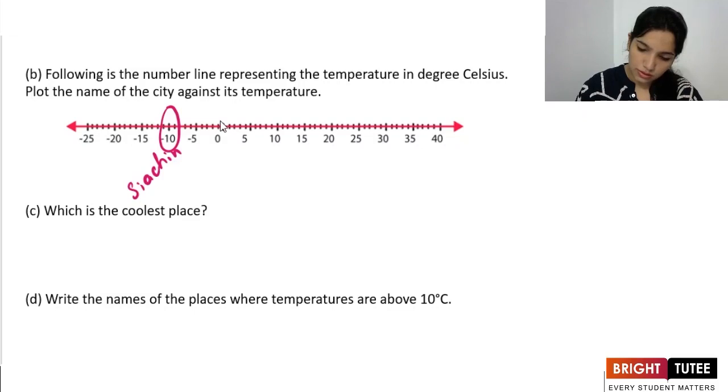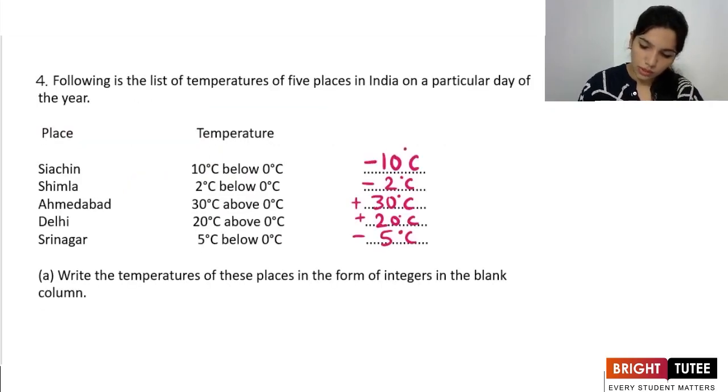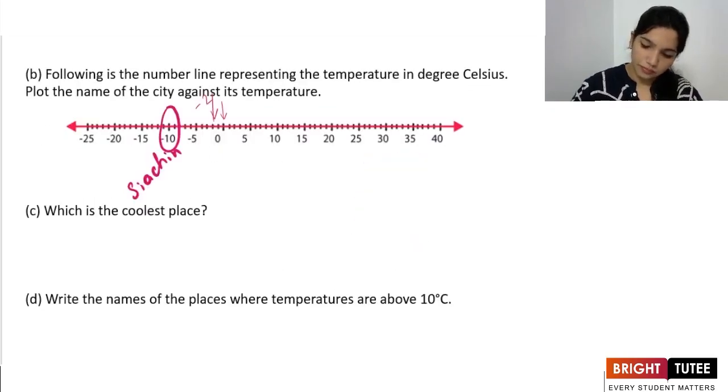So this is 0. Where is 0? This is 0. So the mark is a little awkward. So here, this is 0. So moving 2 steps, this is -2. Okay. So here it is -2. So this is which place? This is Shimla. So this is Shimla at -2.